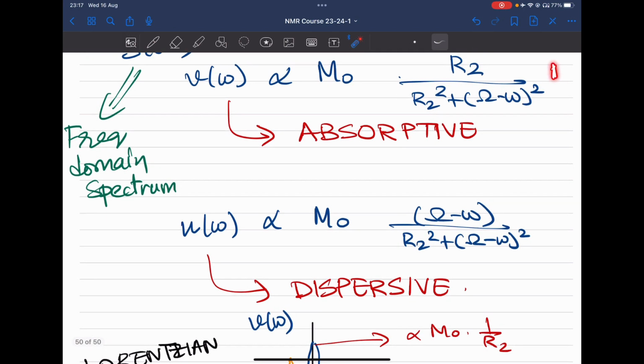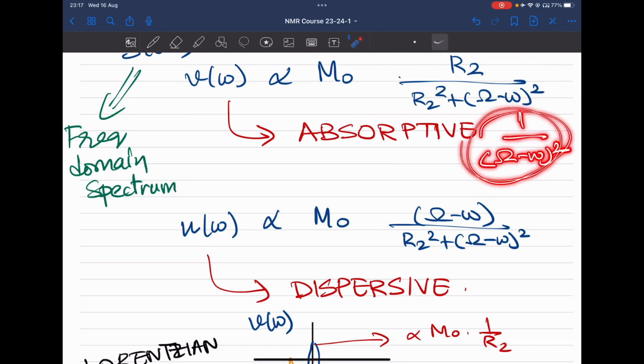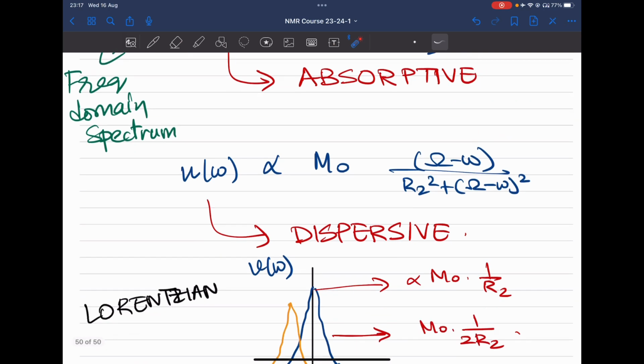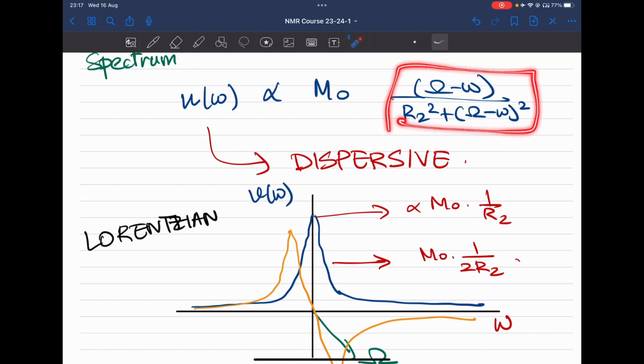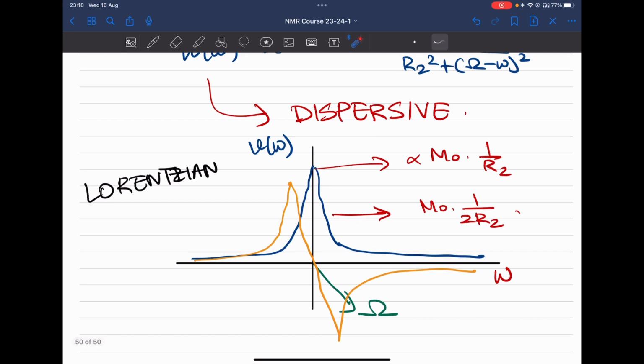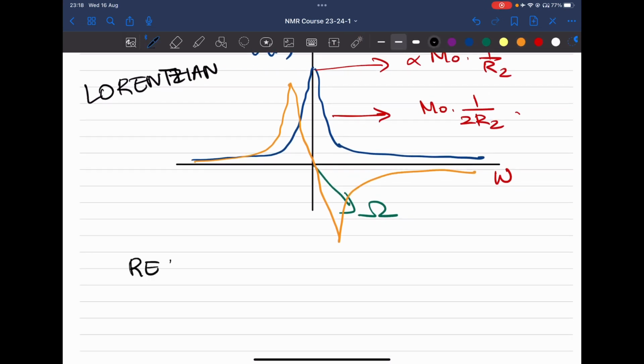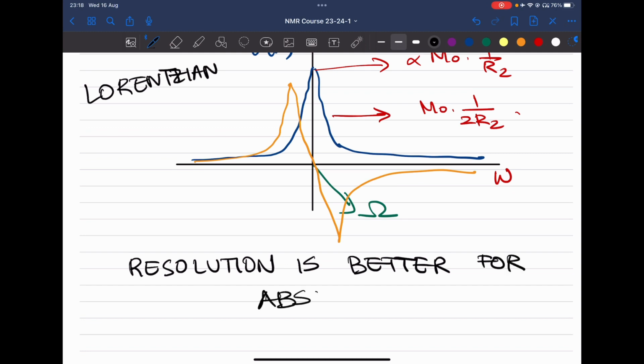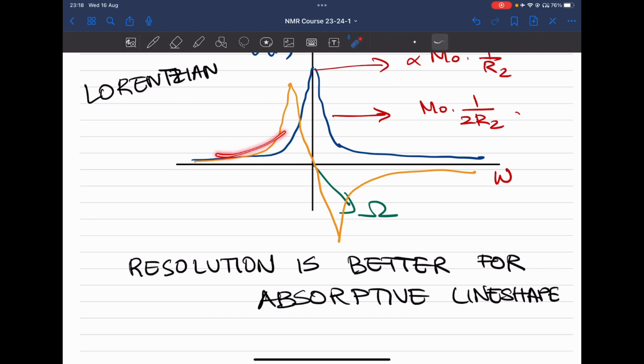On the other hand, the absorptive part has a 1 over omega square dependence, rather 1 over omega minus omega square dependence. That means it dies very fast for values of small omega that keep increasing. On the other hand, the dispersive part just depends on 1 over capital omega minus omega, therefore it doesn't die that easily, meaning that the resolution is better for absorptive line shapes. So in NMR, we generally get signals in the absorptive form.